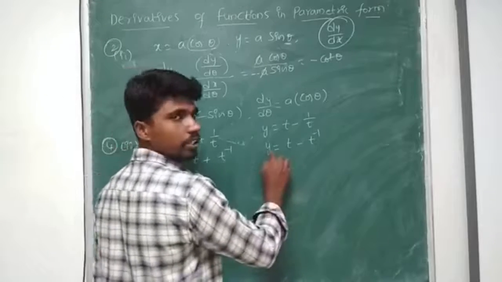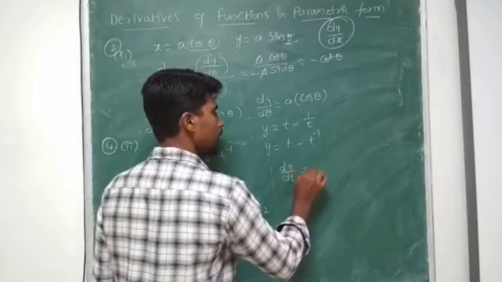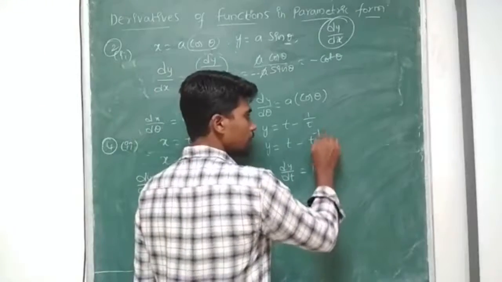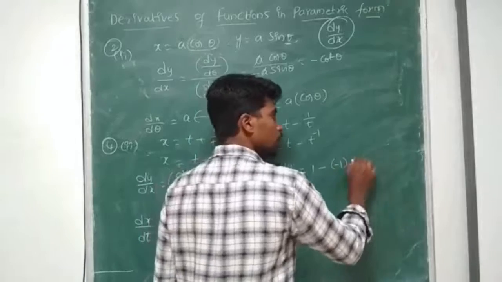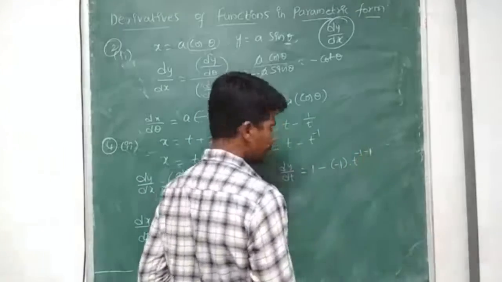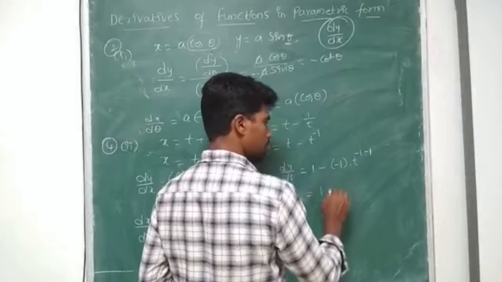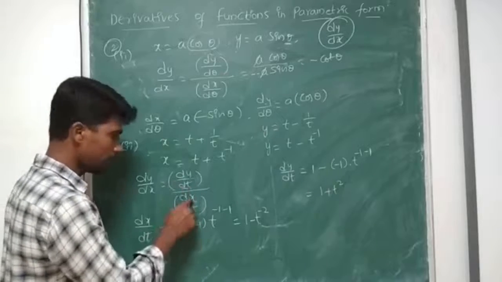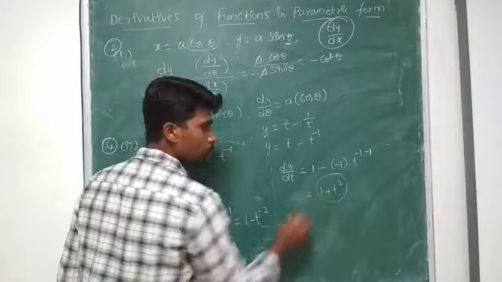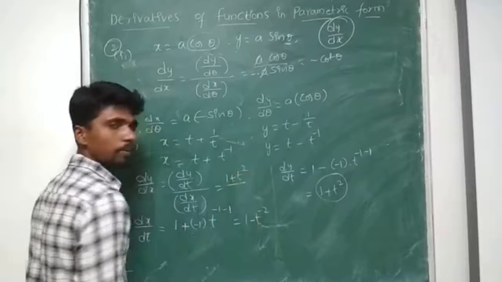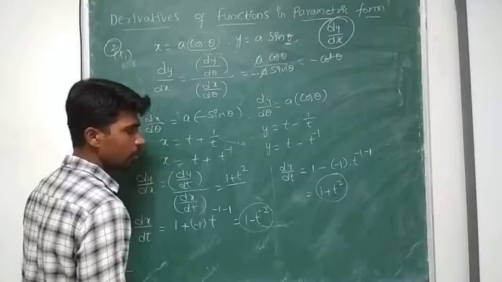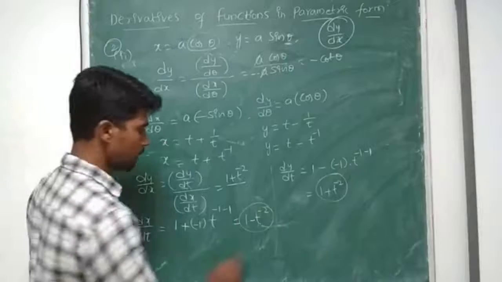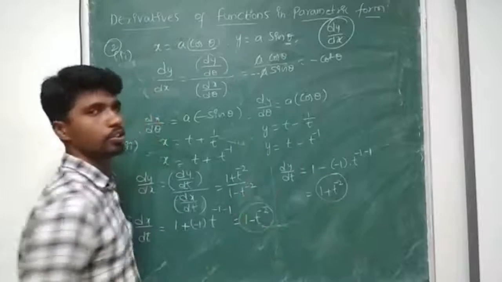Now differentiation of y with respect to t: dy by dt is the derivative of t minus t power minus 1, which is 1 plus t power minus 2. Now what is our answer? dy by dt by dx by dt. dy by dt we got as 1 plus t power minus 2, and dx by dt we got 1 minus t power minus 2. So we get 1 plus t power minus 2 by 1 minus t power minus 2.